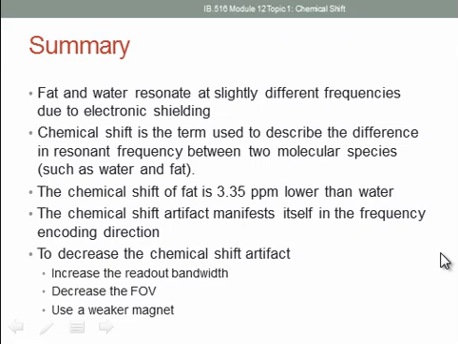So to decrease the chemical shift artifact, you could go to a weaker magnet, but practically speaking, you're not going to change magnets. You're going to either increase the readout bandwidth or you're going to decrease the field of view.